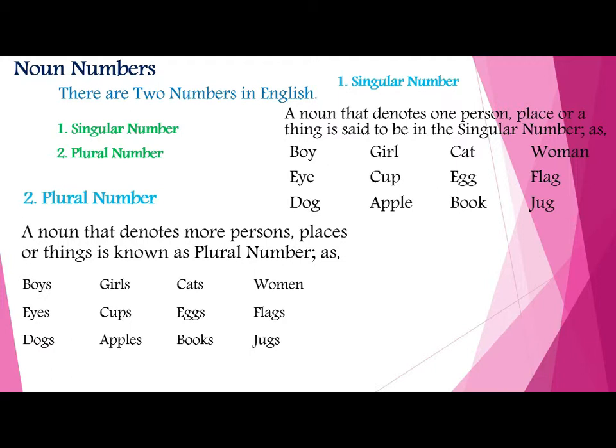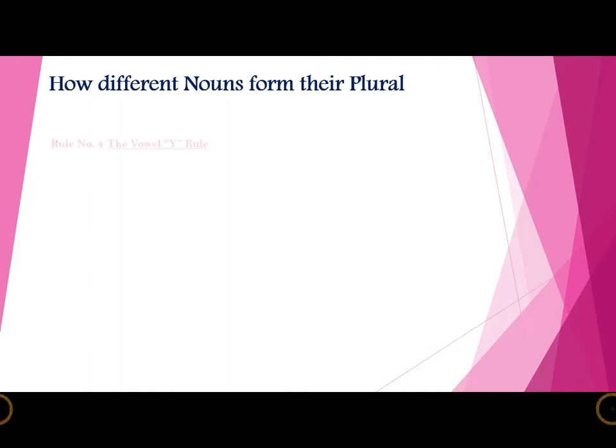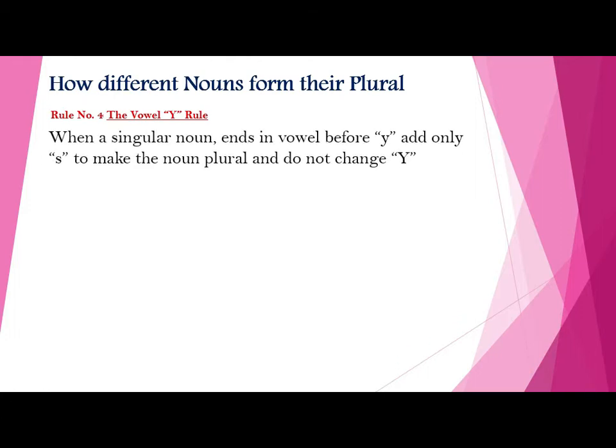Viewers, now we proceed to our lesson, rule number 4, the vowel Y rule. According to this rule, when a singular noun ends in a vowel before Y, add only S to make the noun plural and do not change Y.